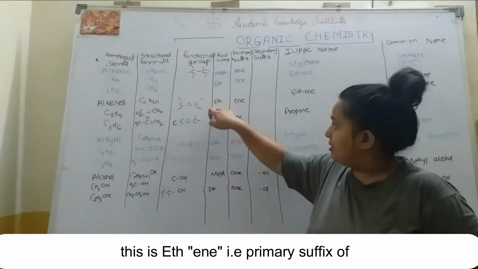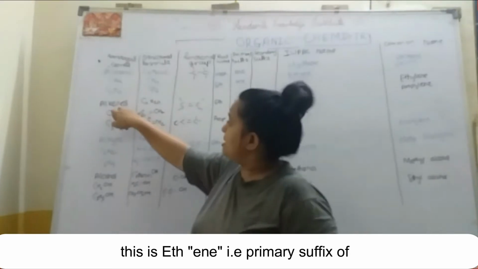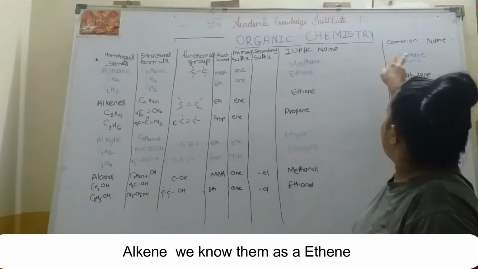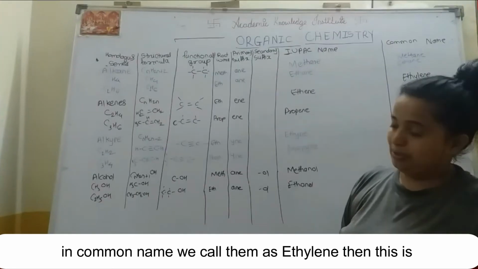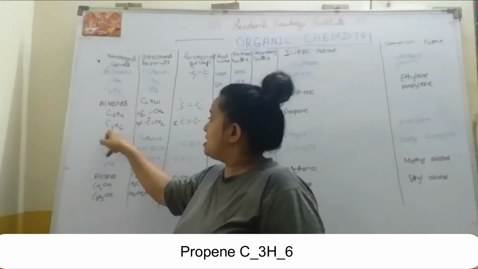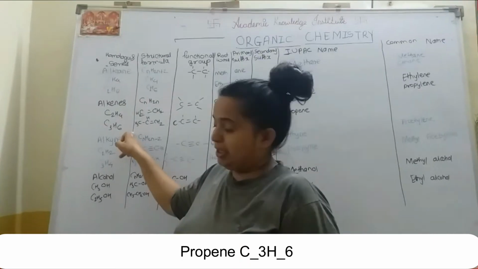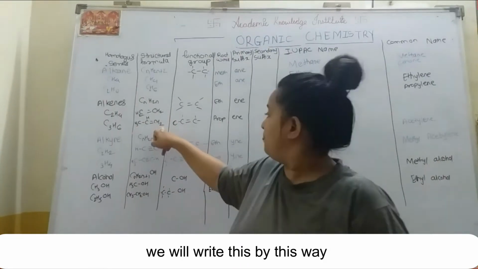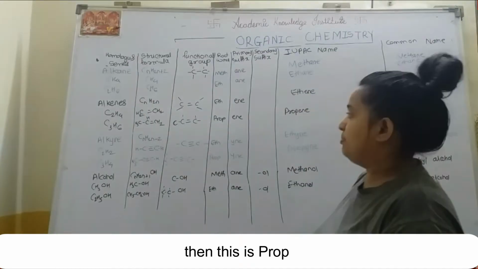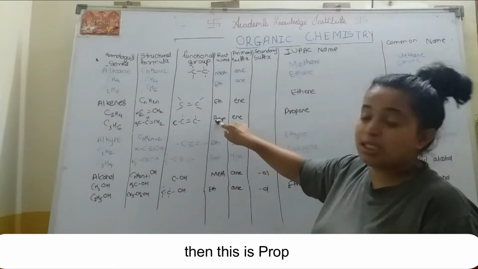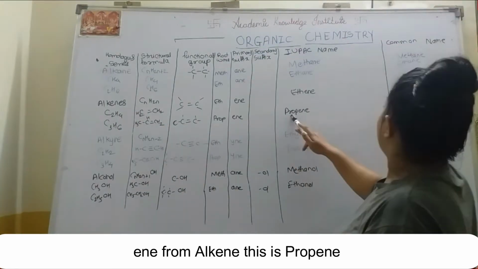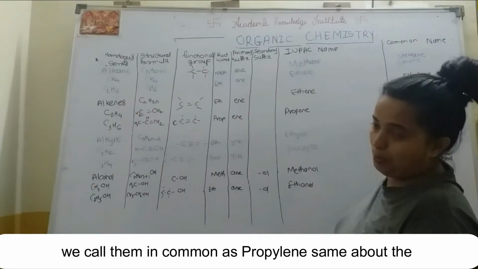This is eth, and ene is the primary suffix of alkenes, and we know it as ethene. In common name we call it ethylene. Then this is propene, like C3H6. We will write it this way. Then this is prop, and ene from alkene. This is propene, and in common name we call it propylene.